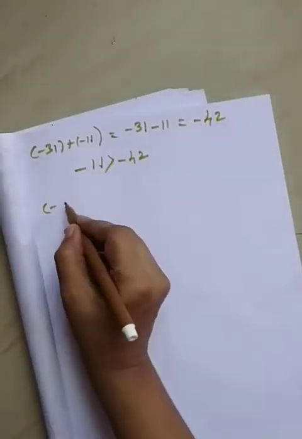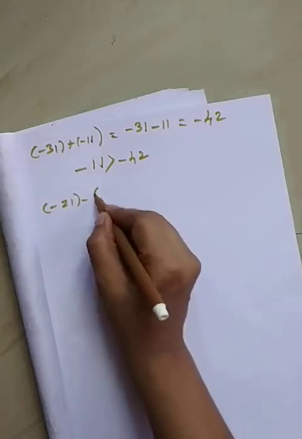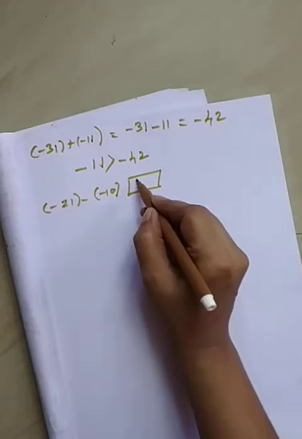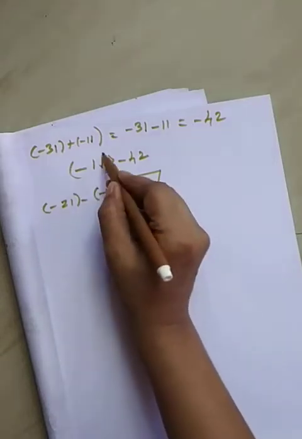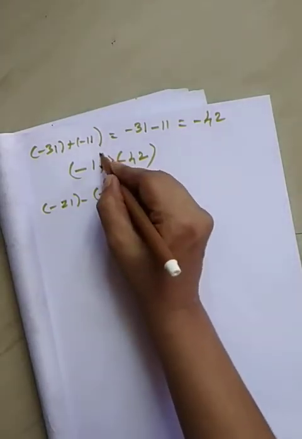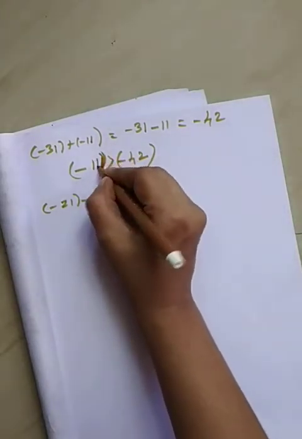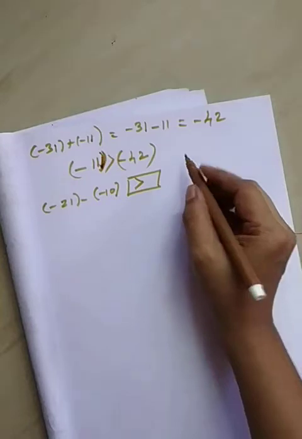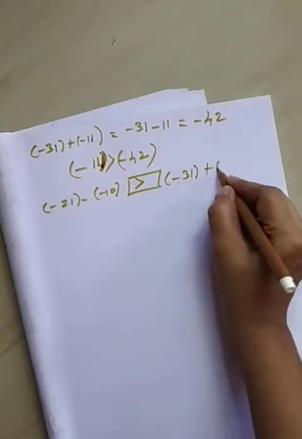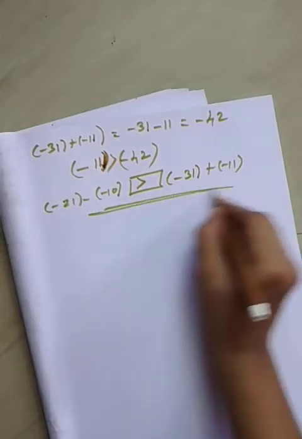So minus 21 minus of minus 10, which symbol? Greater symbol. You can put the bracket. Okay, don't get confused. Minus 11, and then right hand side, what is that? Minus 31 plus minus 11. This is the answer. Okay.